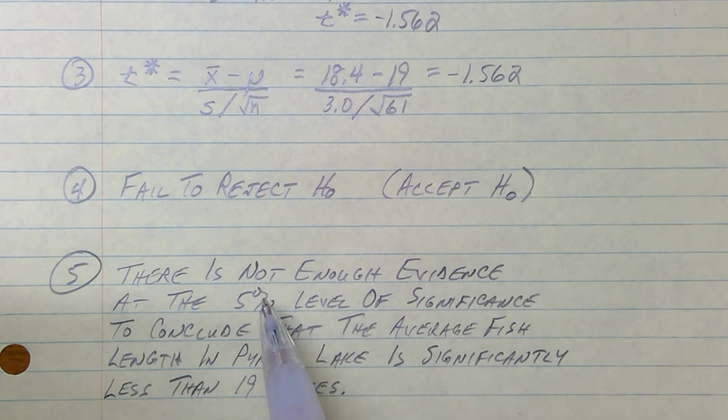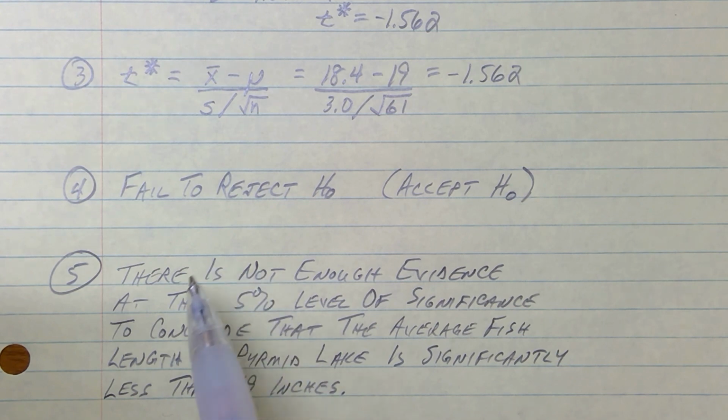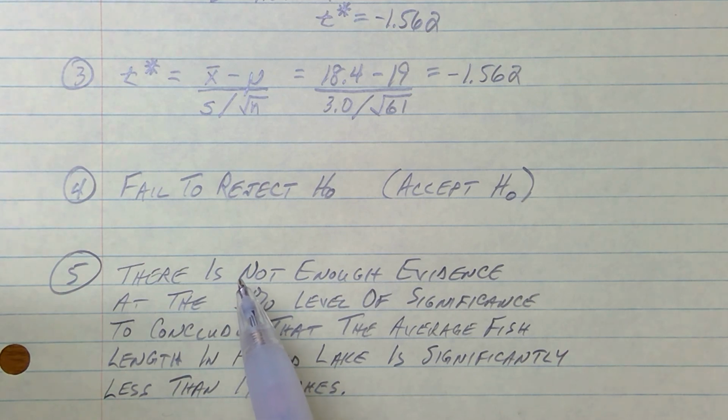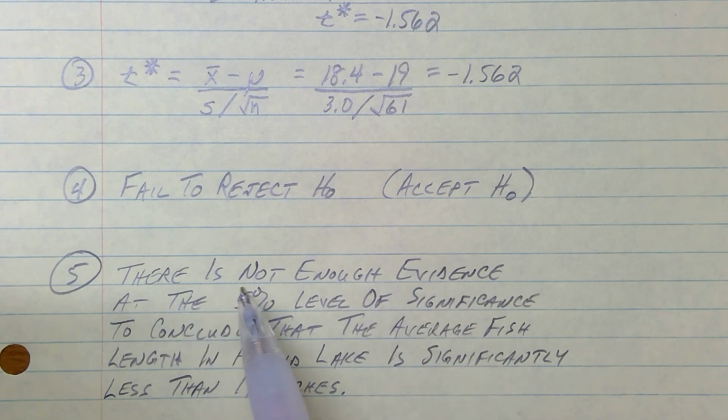Now, if it had gone the other way, if I was able to reject H0, the only thing I would change in this whole paragraph is I would change "is not" to "is." If I was able to reject H0, I would say, haha, I have enough evidence. There is enough evidence at this level of significance to conclude that the average length is less than 19. So you've got two different cases. Your interpretation is going to be identical, word for word, except for "is" or "is not."